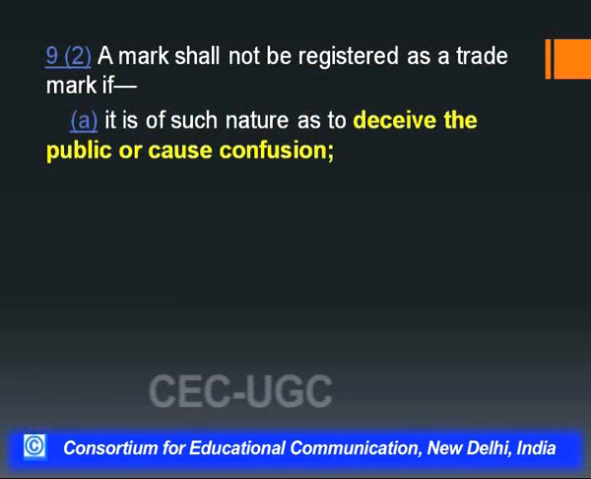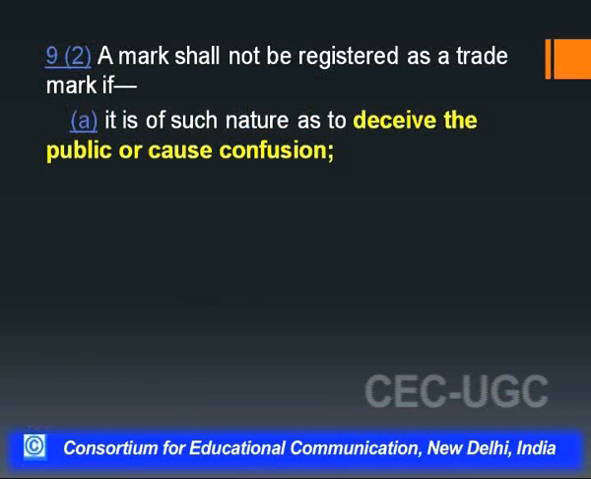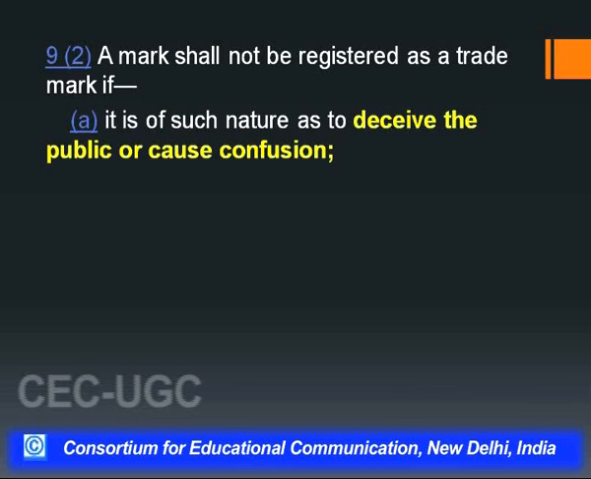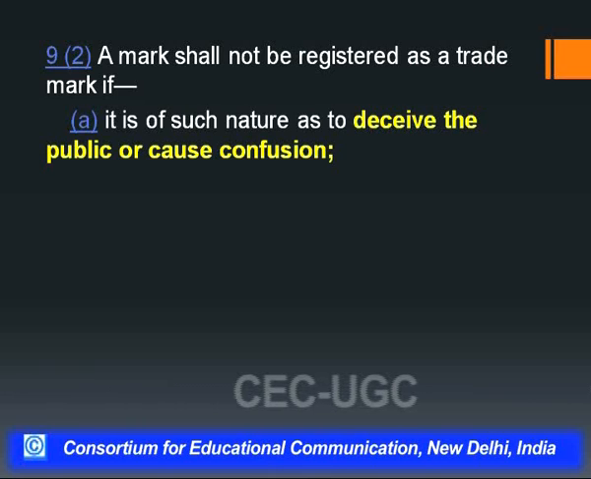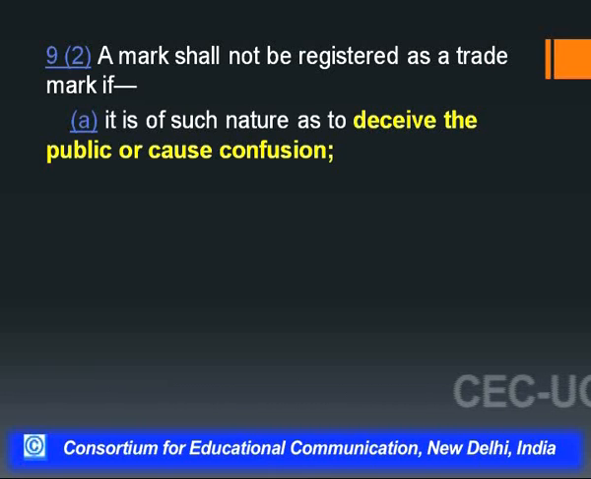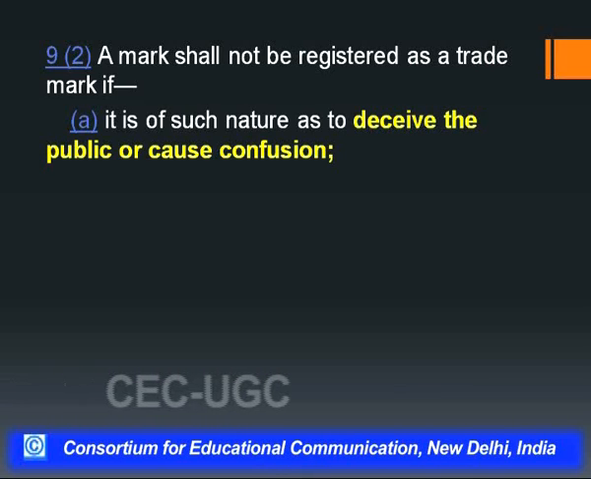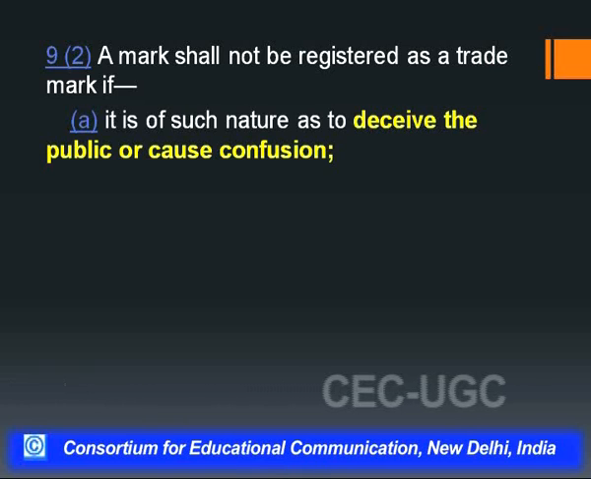Let us analyze threadbare everything that has been written or given under subsection 2 of section 9, friends. If you see the language of section 9(2), it reads: a mark shall not be registered as a trademark if it is of such nature as to deceive the public or cause confusion. Well friends, 9(2)(a) says that if any mark is causing deception or confusion, if the mark is of such a nature as to deceive the public or cause confusion.